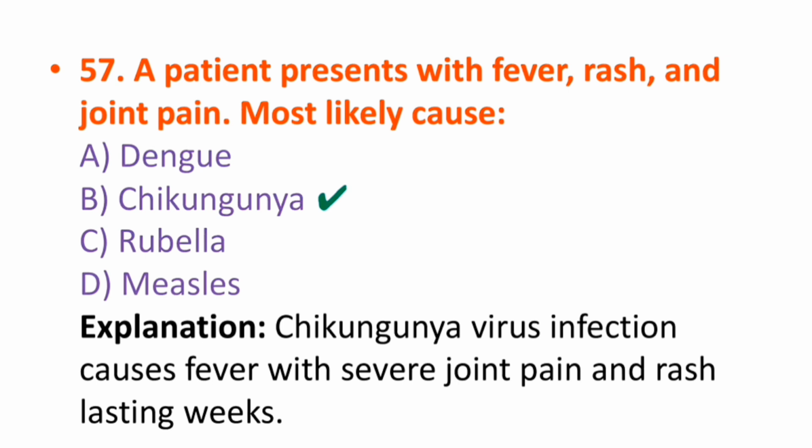A patient presents with fever, rash, and joint pain. Most likely cause: option A dengue, option B chikungunya, option C rubella, option D measles. The correct answer is option B chikungunya. Chikungunya virus infection causes fever with severe joint pain and rash lasting weeks.